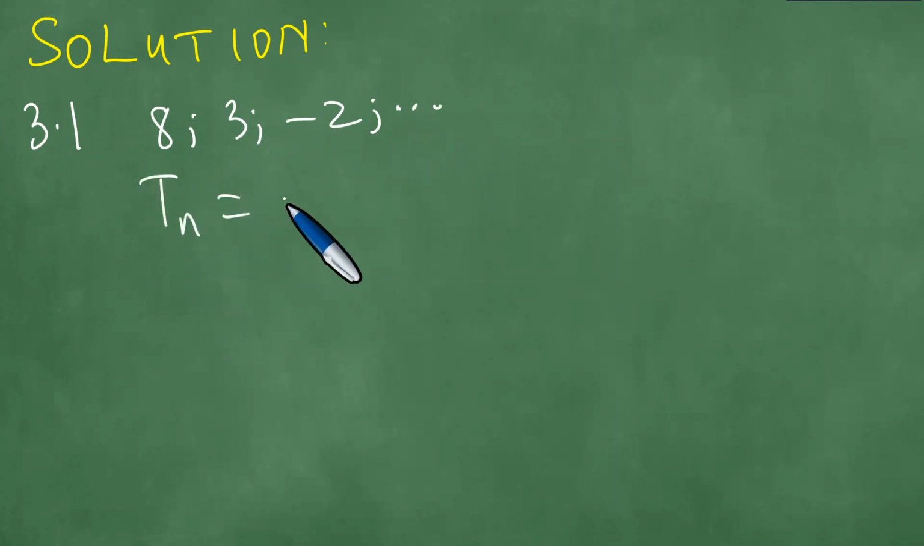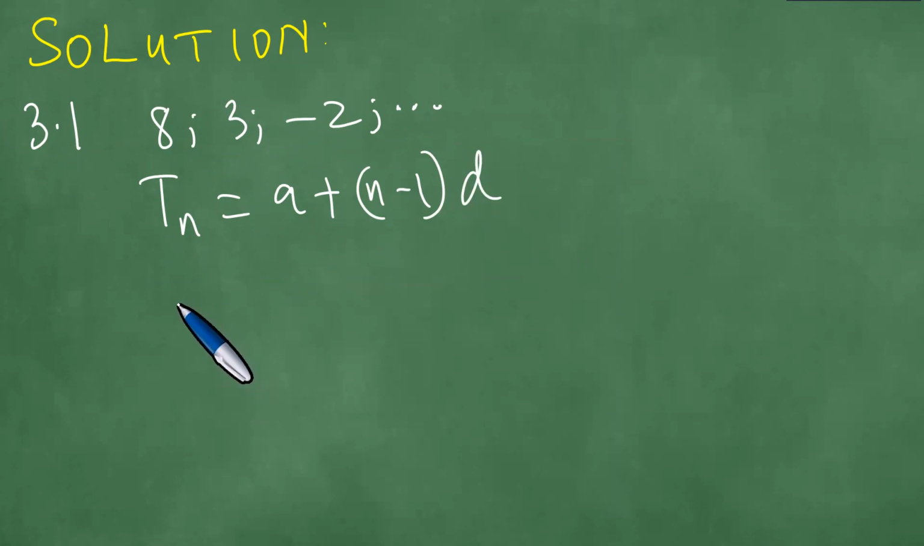Right, so the sequence is 8, 3, minus 2, which means Tn is A plus n minus 1 into D. Now we are looking for the nth term Tn. So we must find the first term. What is the first term here? It is 8.